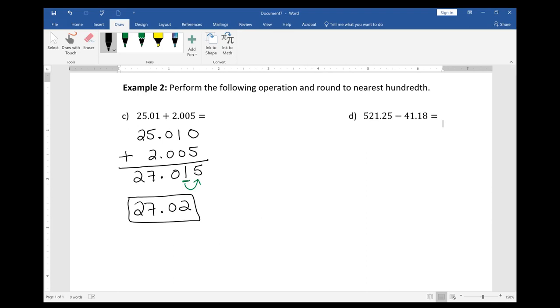Part D, 521.25 minus 41.18. So let's go ahead and subtract those two numbers. So just like addition, I'm going to line up the decimal points and write the numbers nicely, one on top of the other, and then I will perform subtraction the way we normally would. So 521.25 minus 41.18.